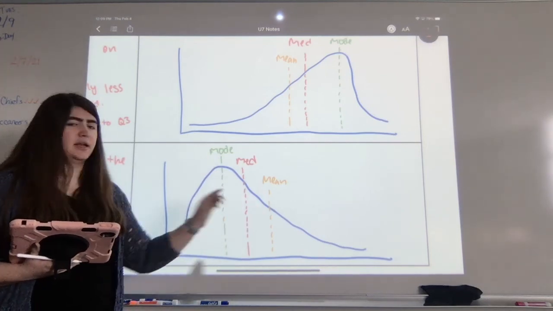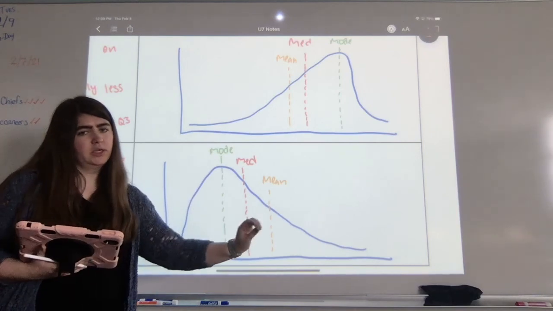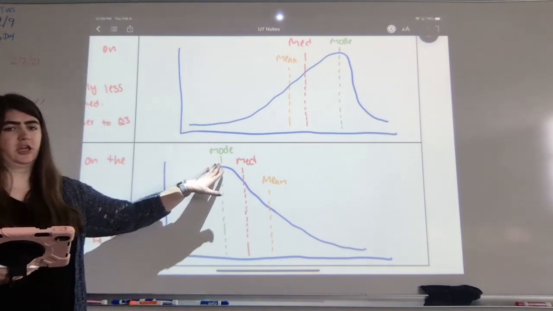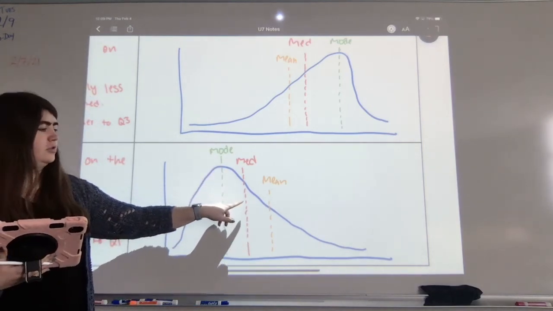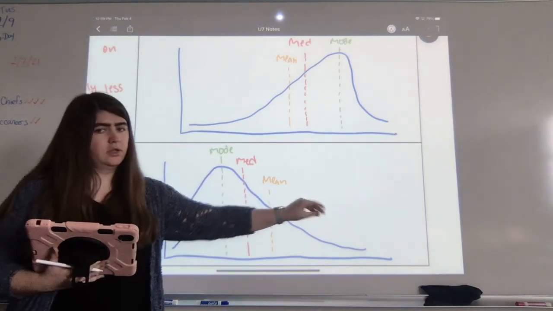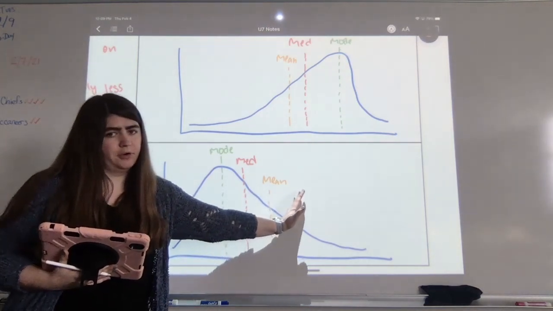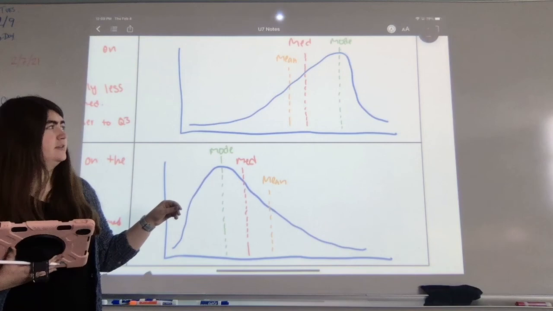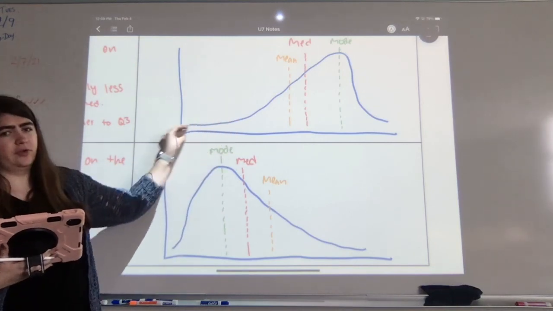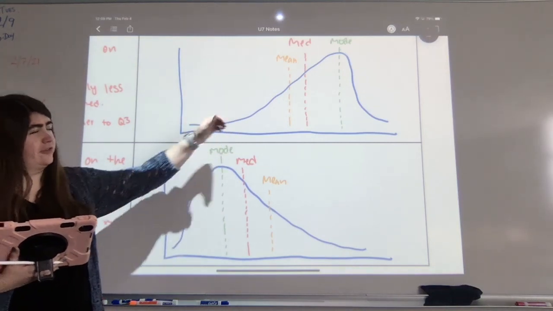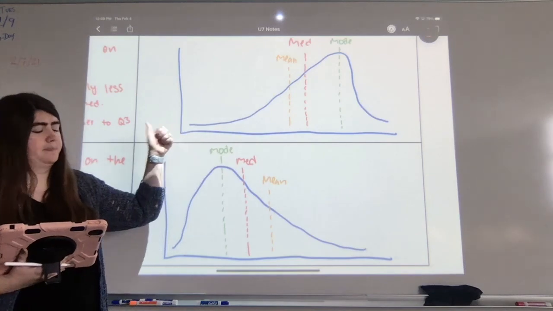It's the mean that is affected by the skewing, and the mode isn't changed by that either. But the further you're skewed, the further your mean is going to pull. And same thing over here. The further you have your line over here, the further your mean is going to come this way.